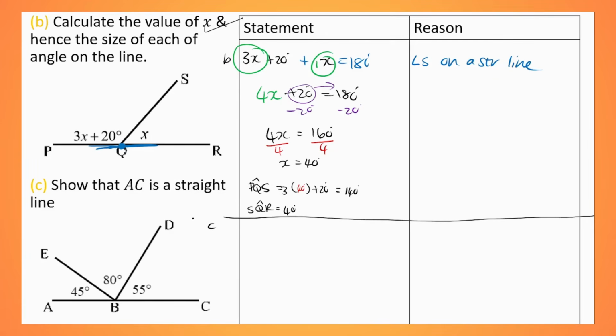And then let's look at C. So this one is telling me to show that AC is a straight line. You cannot assume what they're asking you to show or what they're asking you to prove.